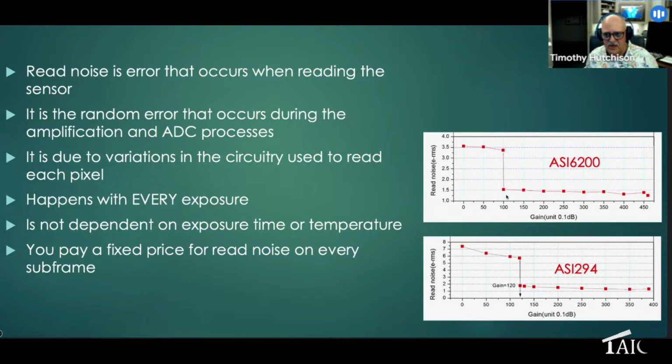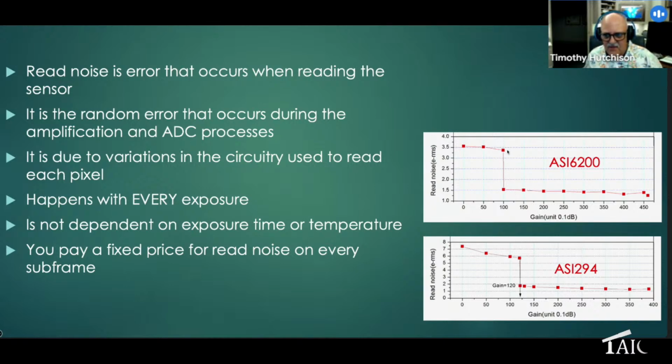Now, the big question is, why do we have this big avalanche? Why is there this big change right here at gain 100 on the ASI 6200 or at gain 120 on the ASI 294? What's that all about? Why does it change so rapidly? Well, the reason is, my drawing that I showed you earlier was a little bit simplified. They have two different circuits in there that do this amplification and analog to digital conversion process. They switch right here at 100 on the 6200 or at 120 on the 294 from what they call a low gain amplifier to a high gain amplifier. And as soon as that switch occurs, all of a sudden we have different properties.